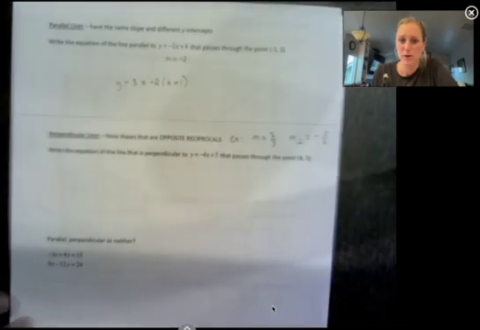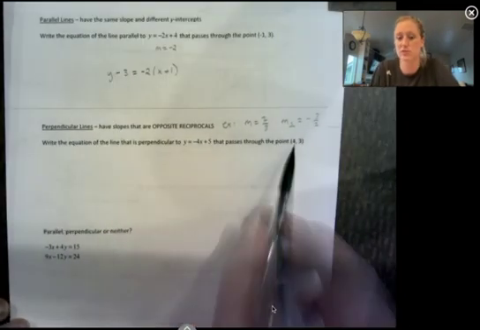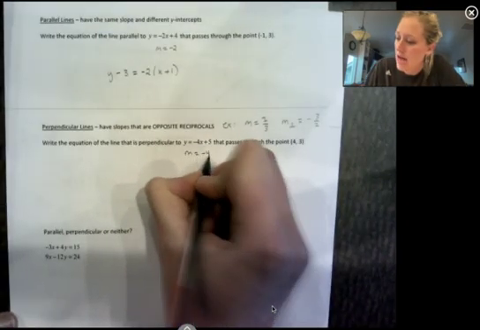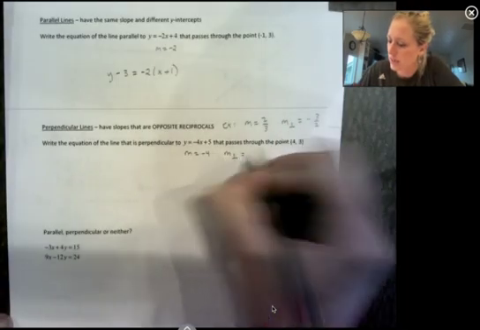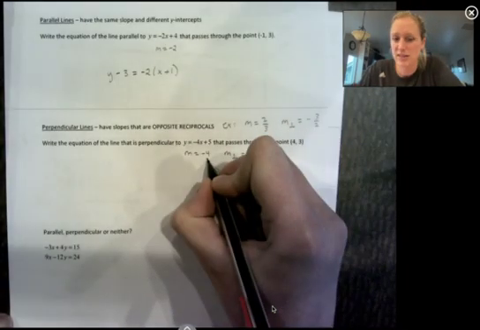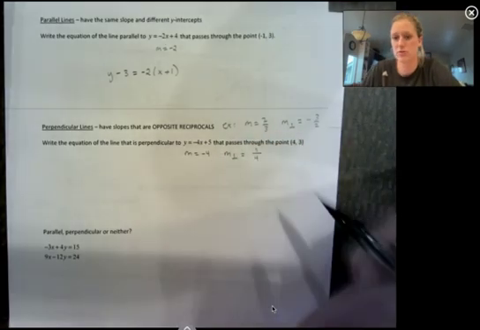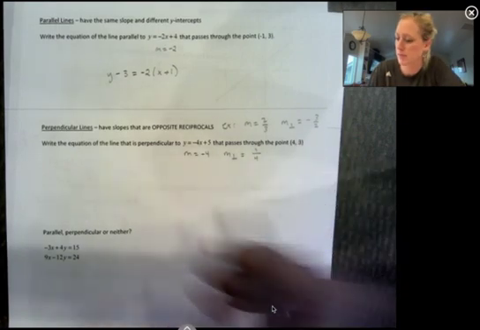Okay, write the equation of a line that is perpendicular to this one and passes through the point 4, 3. So if my slope here is -4, I need its opposite reciprocal. So that means the perpendicular slope is going to be positive, and I can think about this as 4/1, so flipped would be 1/4. So those are opposite reciprocals of each other. This is the slope I need for the line to be perpendicular.